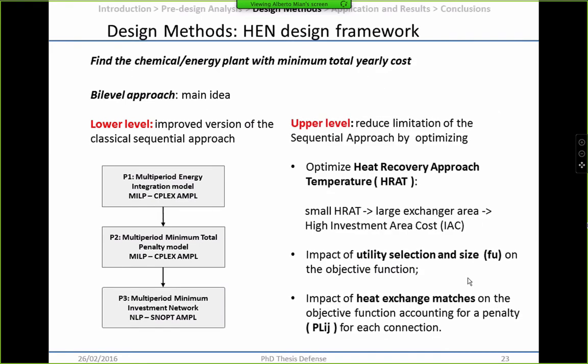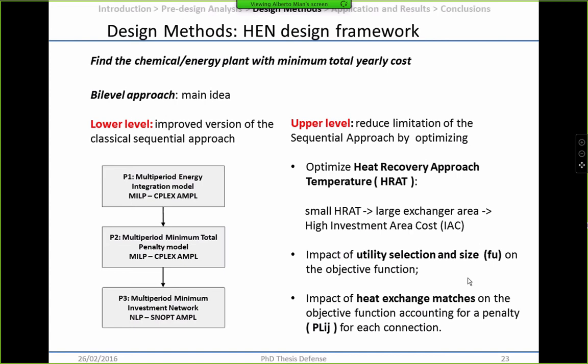At upper level, since these 3 steps are sequential, we are taking decisions here that may affect the decisions that are taken in the following steps. For this reason, the bi-level approach becomes useful because at upper level, it is possible to optimize heat recovery 3 main variables, 3 main groups of variables. And these 3 main groups of variables will allow us to reduce the limitation of this sequentiality. What are these 3 elements?